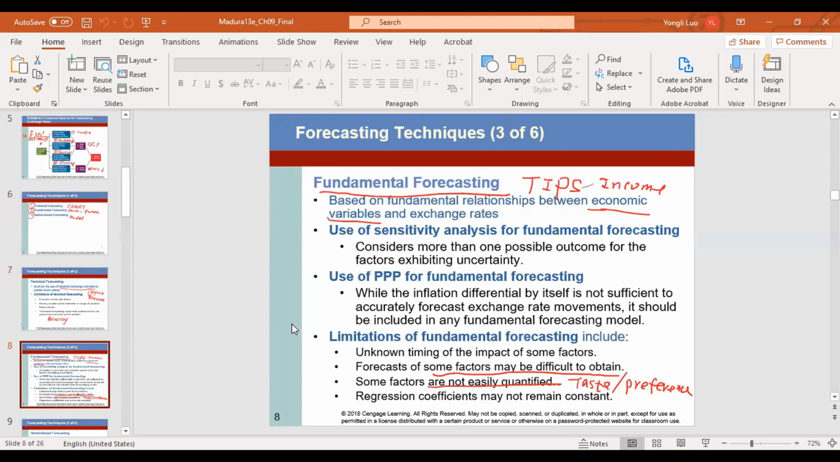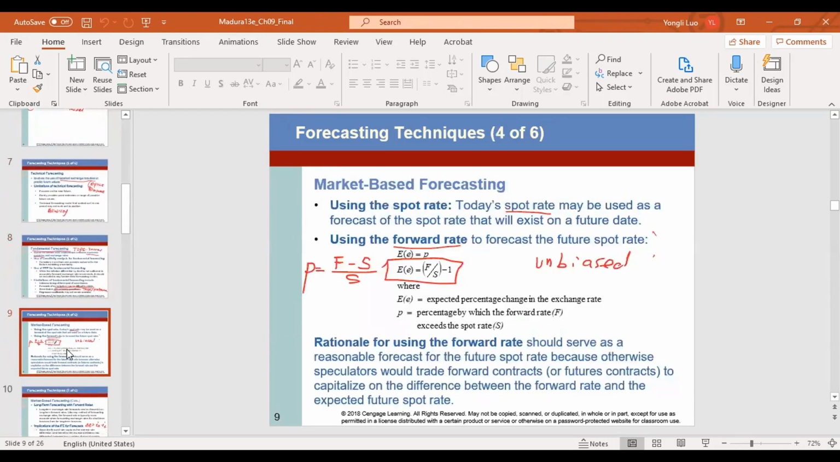Fundamental forecasting is based on fundamental relationships between economic variables and exchange rates. Market-based forecasting uses today's spot rate as a forecast of the spot rate that will exist on a future date, or uses the forward rate to forecast the future spot rate.